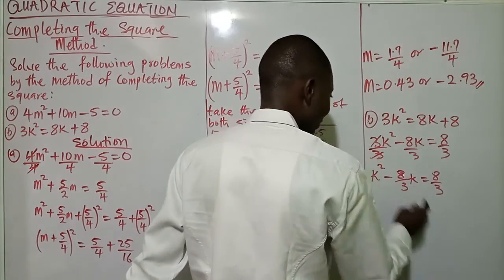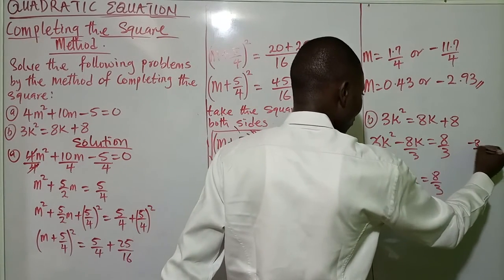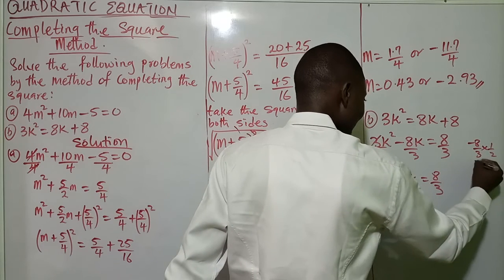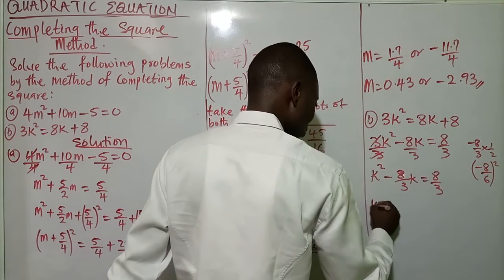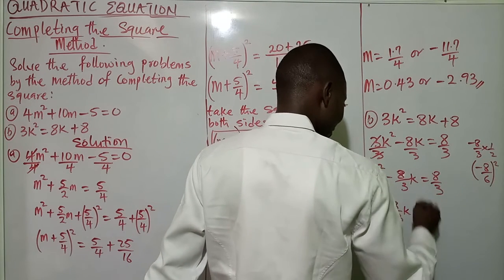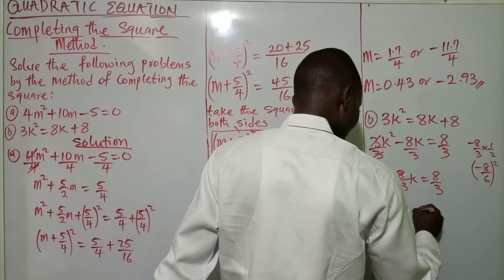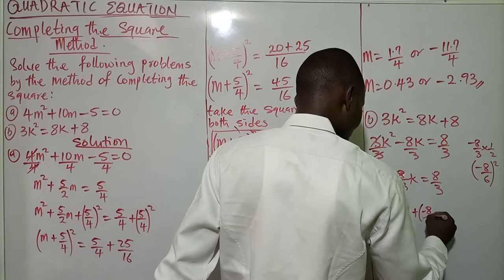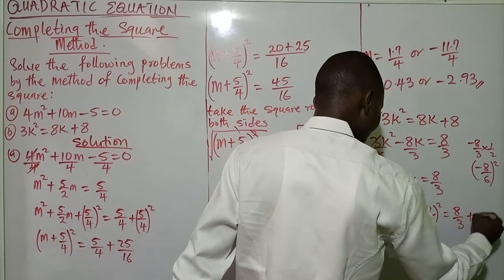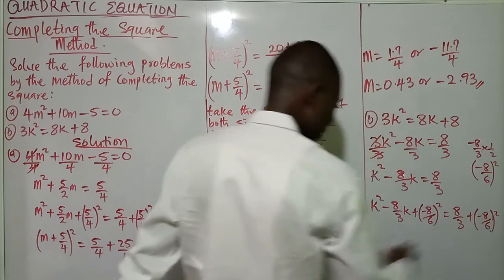How do you do this? You should do minus 8 over 3 times 1 over 2. That will give you minus 8 over 6. Now square this. So this is k squared minus 8 over 3 k. Now add this to both sides. That will give you, let's say, bracket minus 8 over 6 squared plus 8 over 3, plus open bracket minus 8 over 6 squared. That is it. So you solve this.